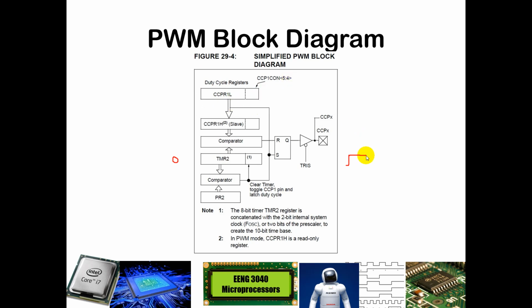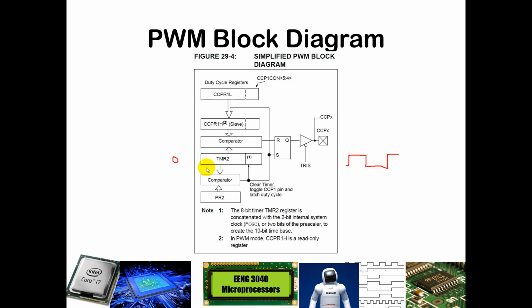Then once that's equal, our PWM signal is going to go low, and it's going to stay low until our timer 2 keeps incrementing and equals the PR2 value. Then it's going to go back high again, and repeat this same process. It will generate this over and over again until you decide to change either the PR2 or the CCPR1L.